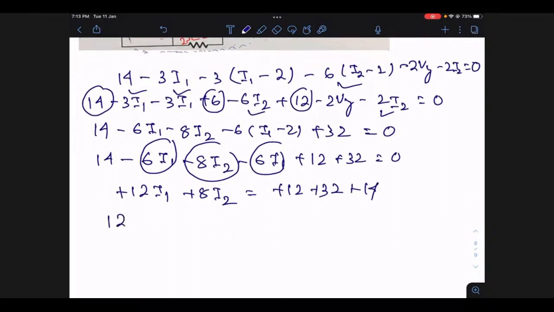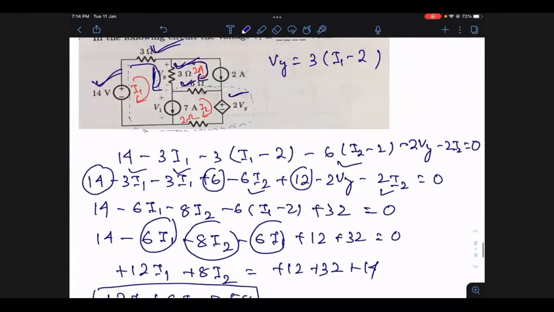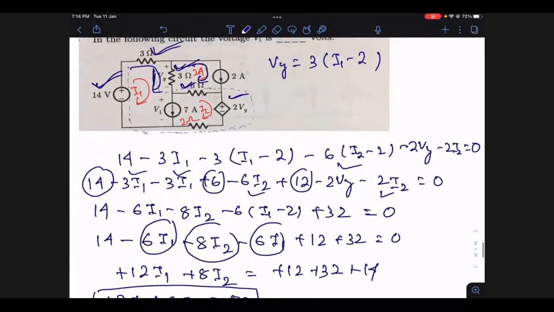These all will be plus. So this is 12I1 plus 8I2 is equal to 32 plus 14, how much? 46, plus 12 is 58. I hope all of you are getting the same answer. 12I1 plus 8I2 is equal to 58. This is one equation we are getting, relating I1 and I2.